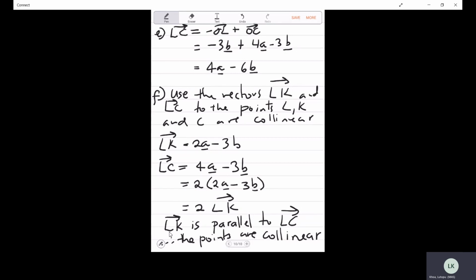Okay, so by definition, remember you need a point in common. You see this vector has L, this vector also has L, and then you must be able to show that one is a scalar multiple of the other. So it must be two things, point in common and that they're parallel. Just being parallel is not enough to show that the 3 points are collinear. Okay, so that is that one. Let's move on, see how many we'll be able to do today.